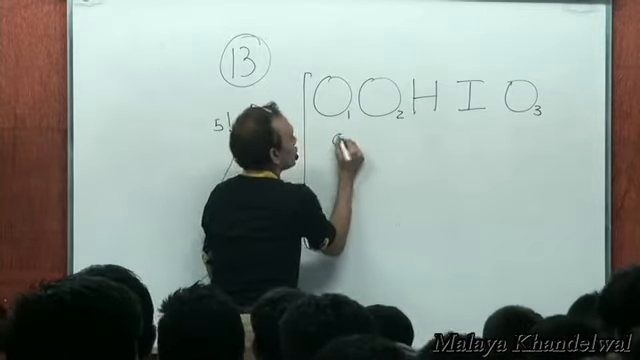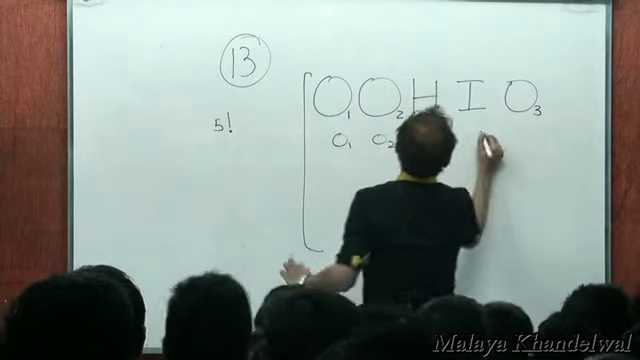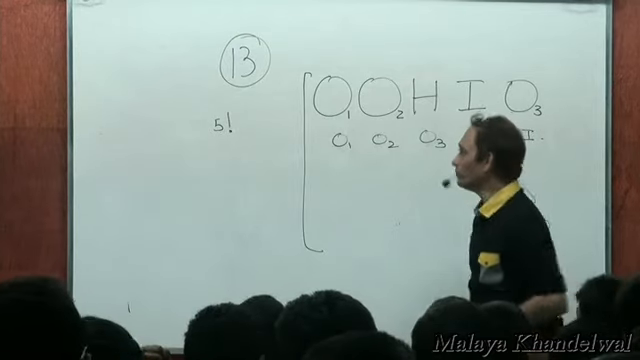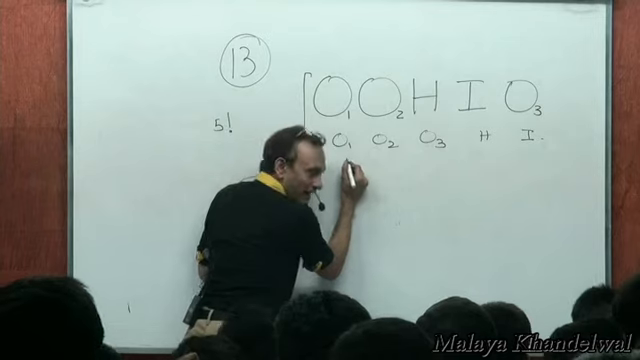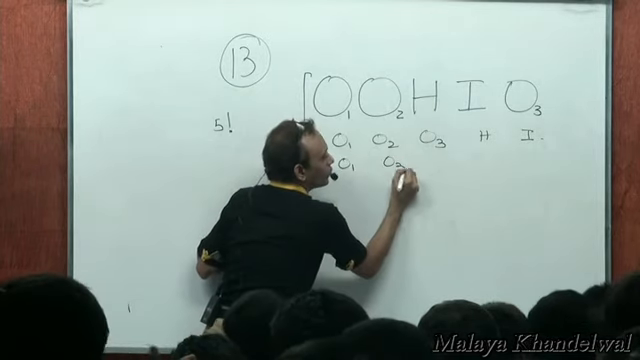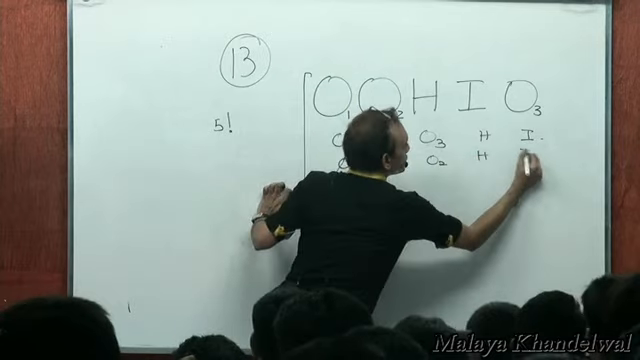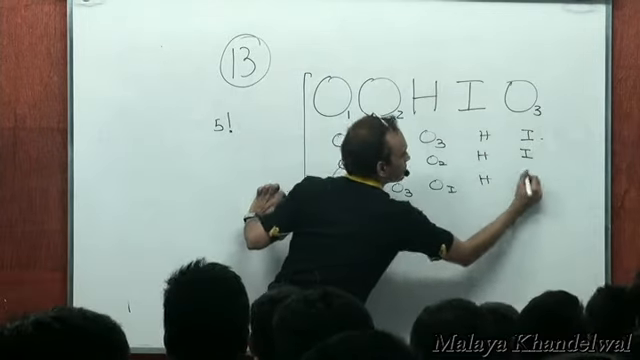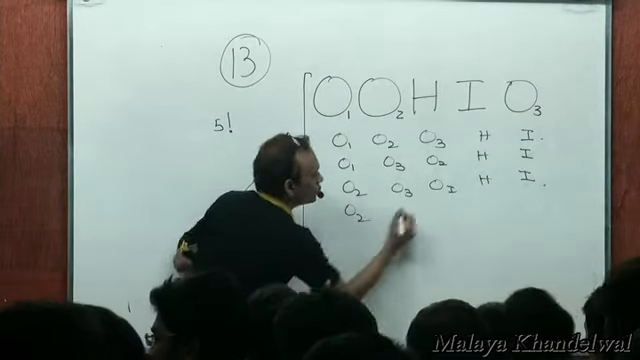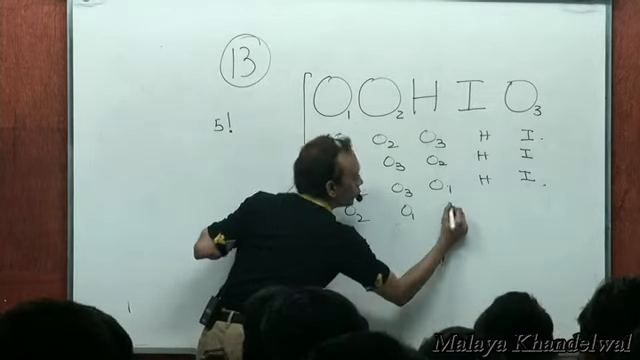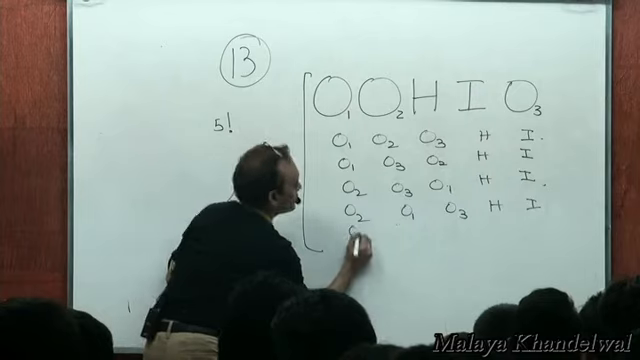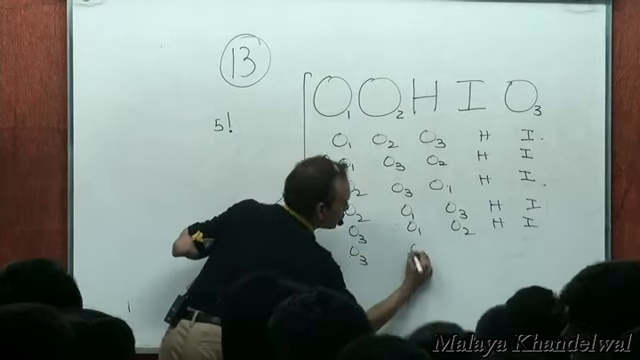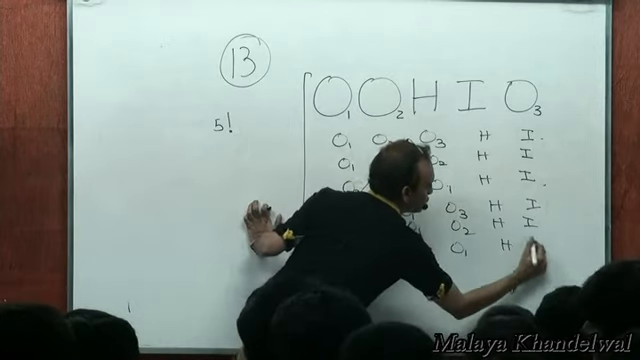Say, for example, there was O1, O2, O3, HI. Suppose there were O1, O2, O3, HI. Clear? There would also be then O1, O3, O2, HI. There would also be O2, O3, O1, HI. They would also be O2, O1, O3, HI. They would also be O3, O1, O2, HI. They would also be O3, O2, O1, HI. Yes or no? Yes, sir.